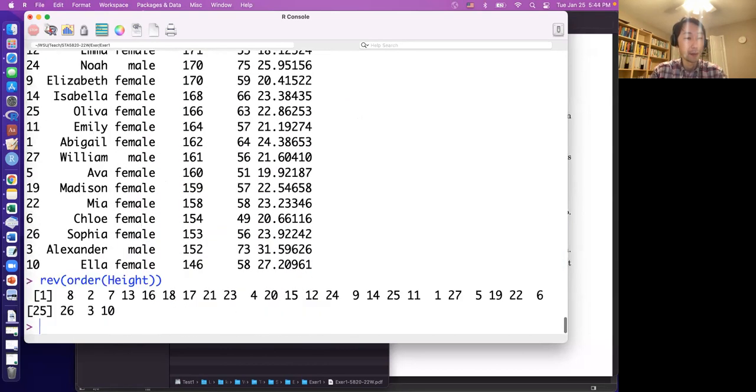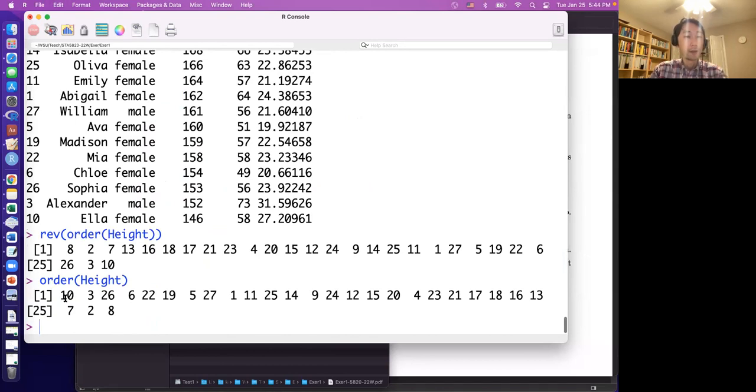So maybe just to clarify. With the order function, the 10th observation is smallest and the 8th observation is largest, but we just reversed the order. So 8 comes first and 10 comes last.